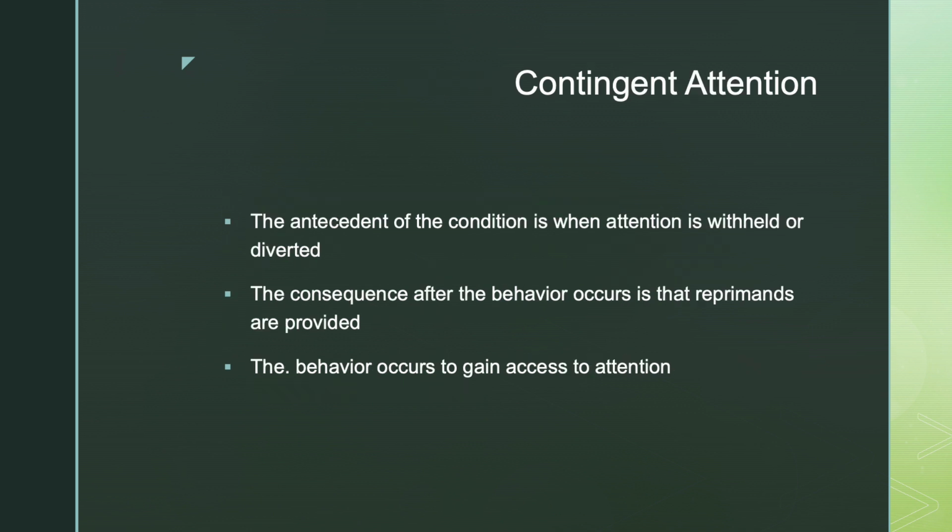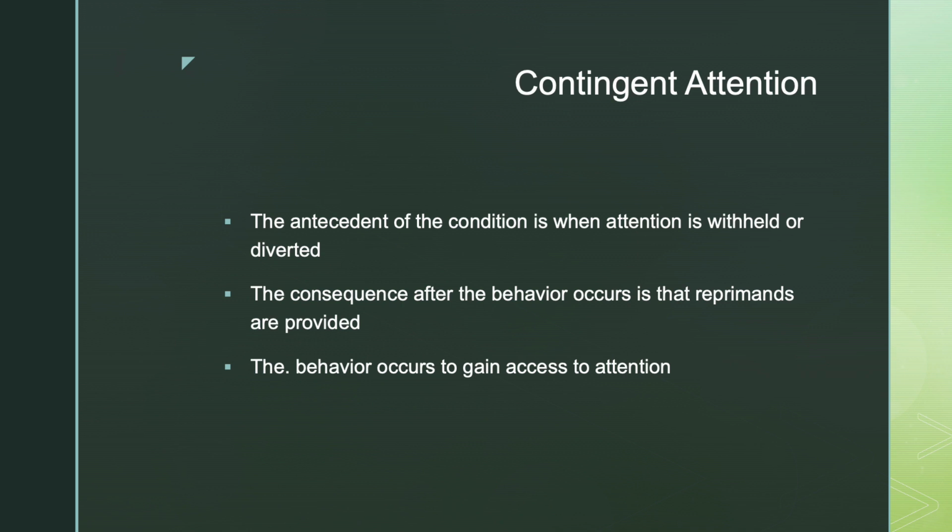Next, we're going to talk about the contingent attention. So an antecedent in this condition would be attention is withheld or diverted. So let's say that I am out in an area with a bunch of students, and one student feels as if he or she's not getting enough attention. So a behavior may occur, and a consequence of that behavior would be that the student could be neutrally reprimanded or something along the lines of that.